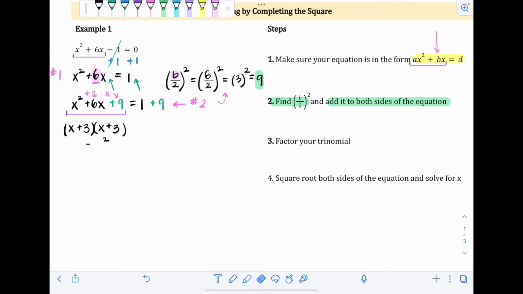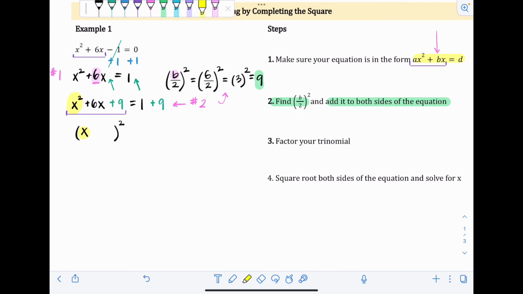Okay, so the shortcut or pattern way is when we go through this process. Once we follow step 1 and step 2, we always create what's called a perfect square trinomial, which means that it'll always factor into a binomial squared. And here's where the pattern comes in. To figure out what goes inside of the parentheses, you look at the first term and take the square root of it. So the square root of x squared is x.